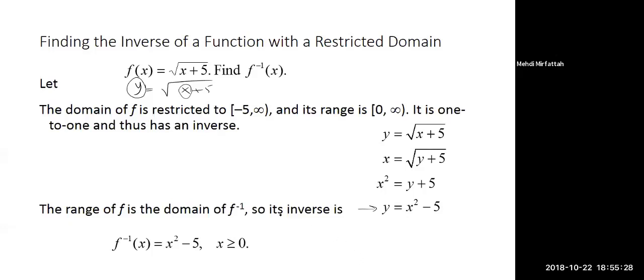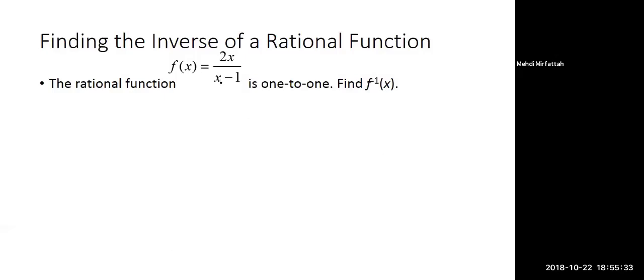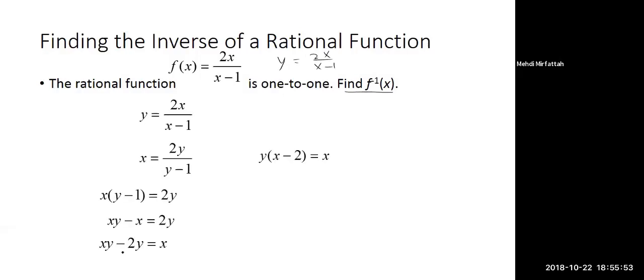Here we have f of x equal to 2x over x minus 1. It says it's a one-to-one function already, so we want to find its inverse. So you write y is equal to 2x over x minus 1. We exchange the position of x and y, and then solve for y, and that gives you the inverse function. Go through the algebra to find the inverse function. So the inverse of 2x over x minus 1 would be x over x minus 2. If you actually graph these two lines, you see they are reflections across x equal to y.